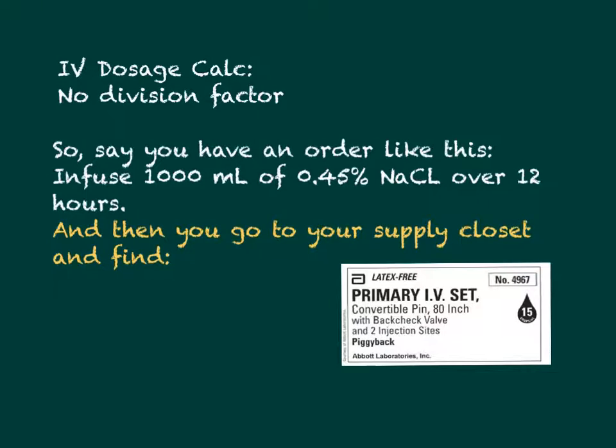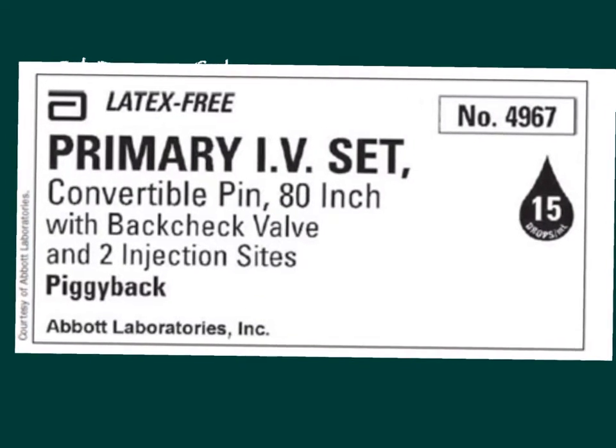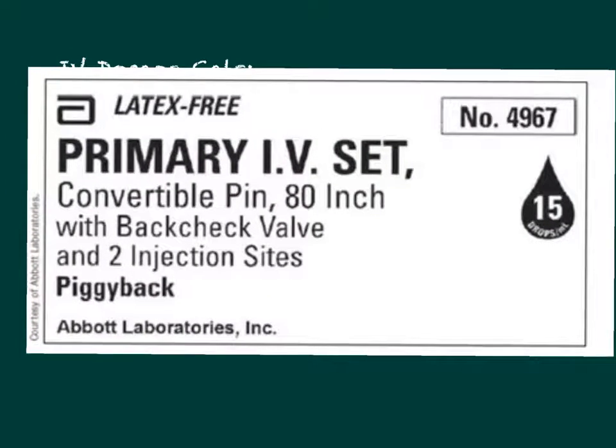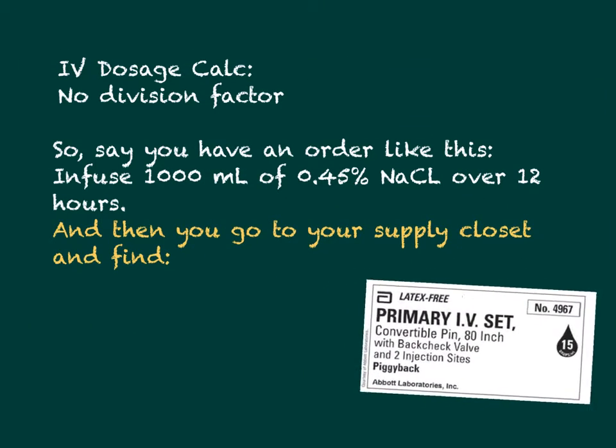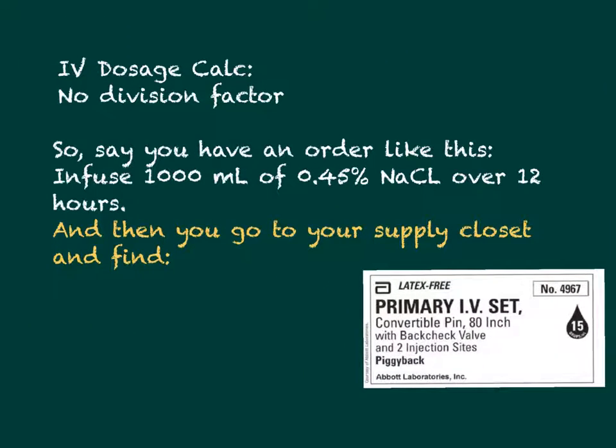So say you have an order like this. Infuse 1,000 mLs of half normal saline over 12 hours. And you go to your supply closet and you find this looking at you. So let me get my pointer out. And we want to look at the drop factor. We have 15 drops per mL. Shrink that down, and we'll be ready to set that up in dimensional analysis in just a minute. But let's get all our numbers up there first. We have 15 drops per mL. Sorry, little m, big L. Don't get that confused. And then we can set it up in dimensional analysis. Let's go to our next slide.